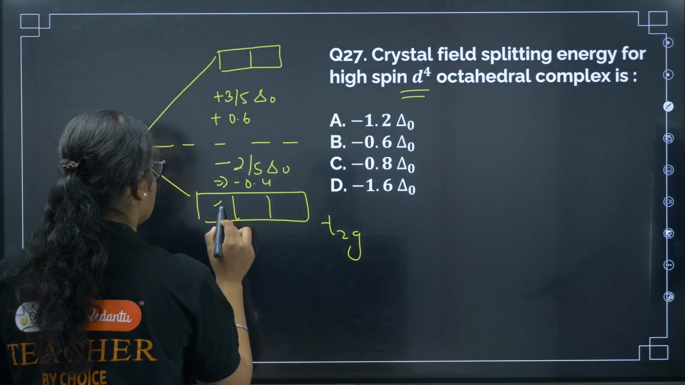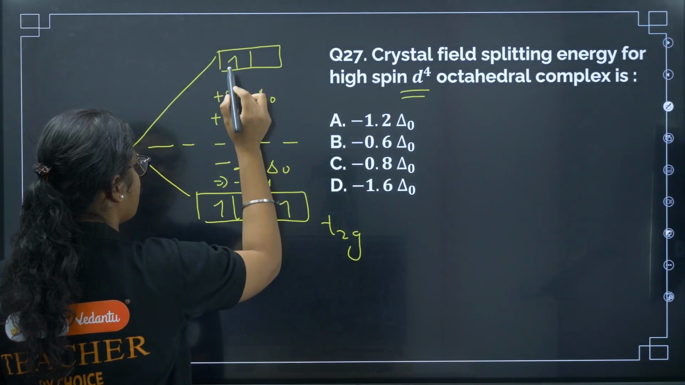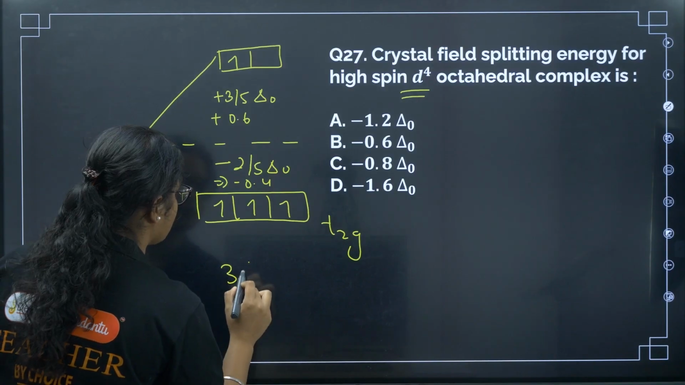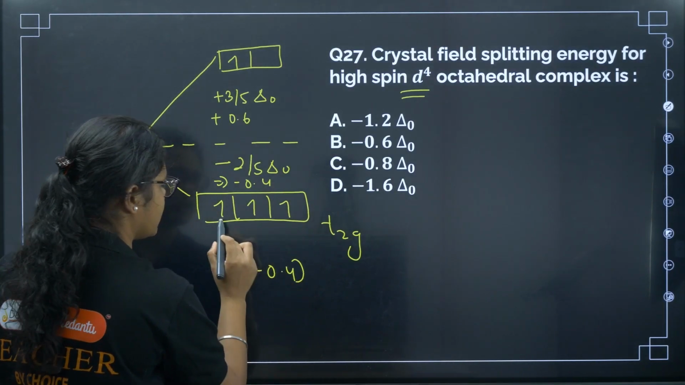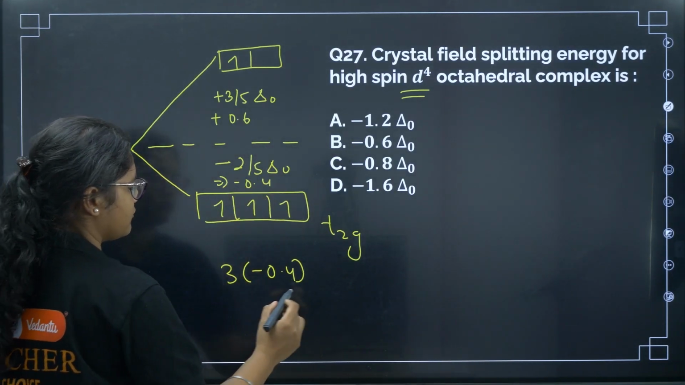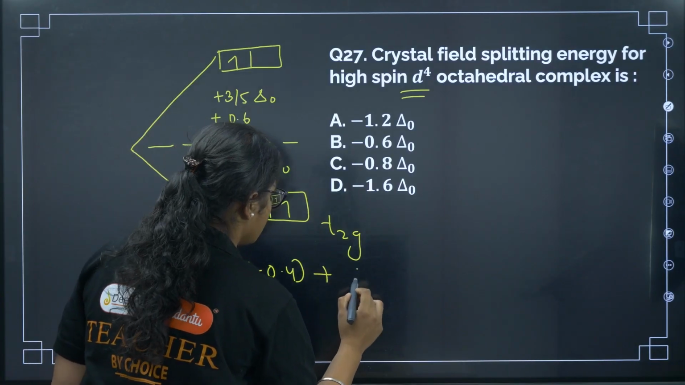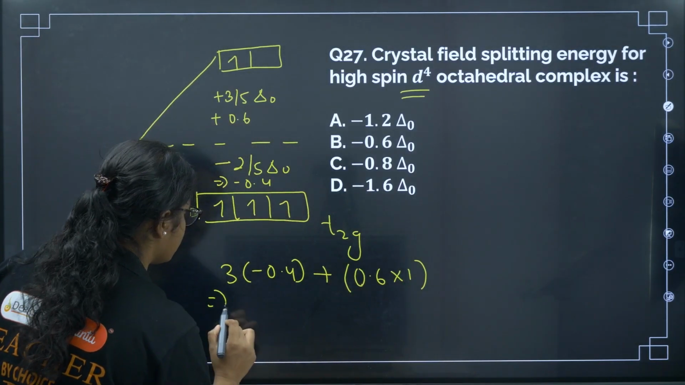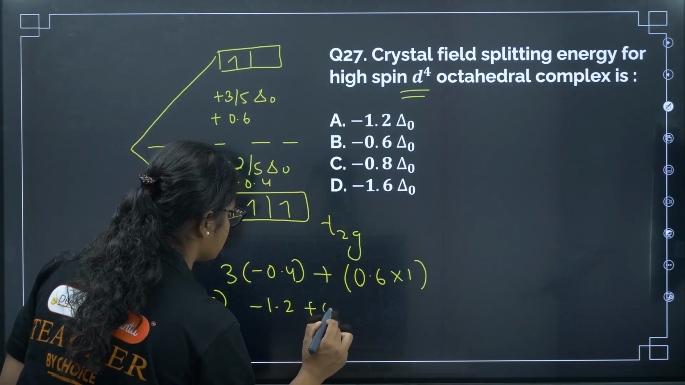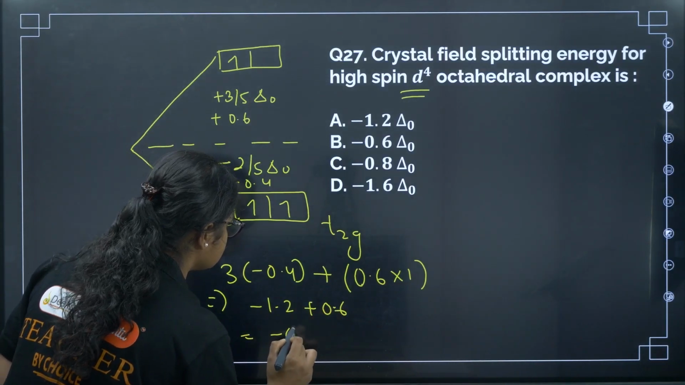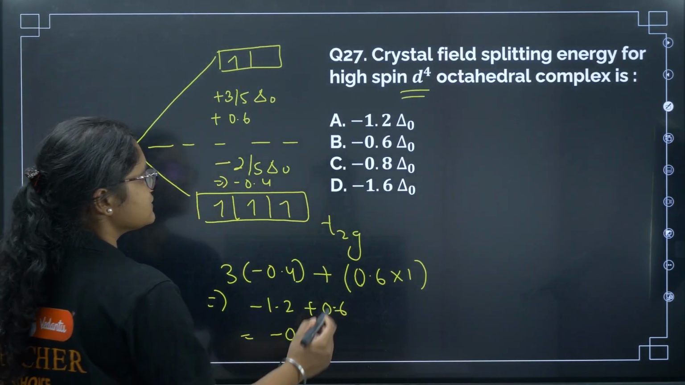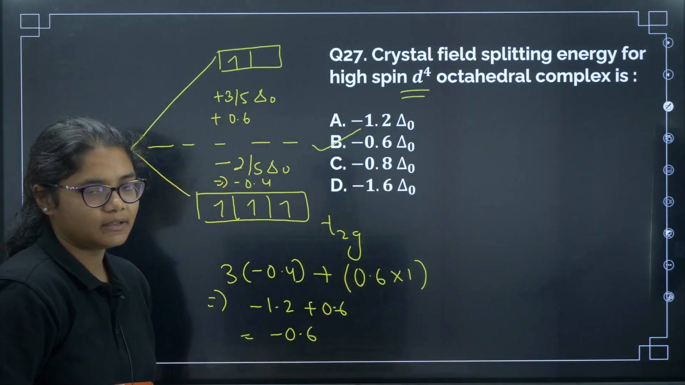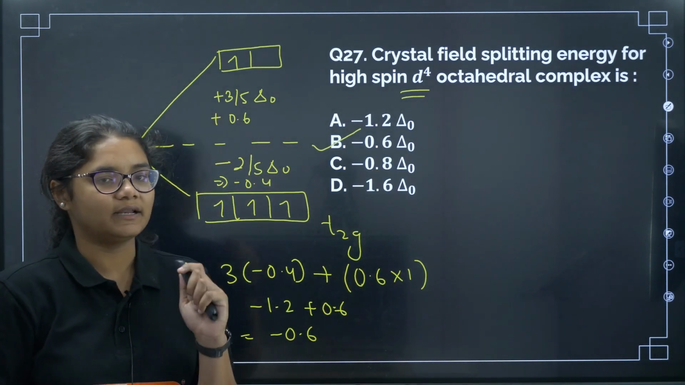Now if you see d4, 1, 2, 3 and 4. So we will have 3 electrons with minus 0.4. There are 3 electrons and the value is minus 0.4, plus we have 1 electron with 0.6, right? So we will get minus 1.2 plus 0.6. We will get minus 0.6. So the correct answer for this question will be option number B, minus 0.6 delta O.